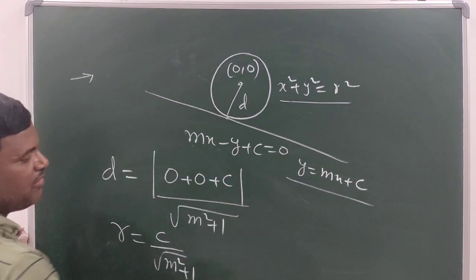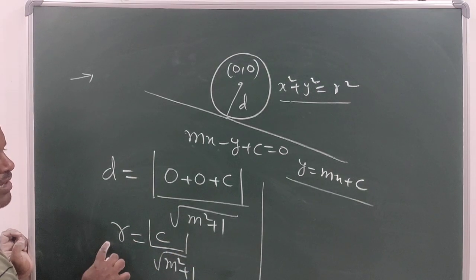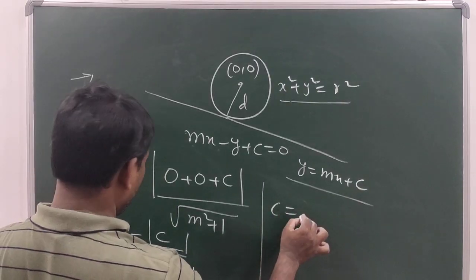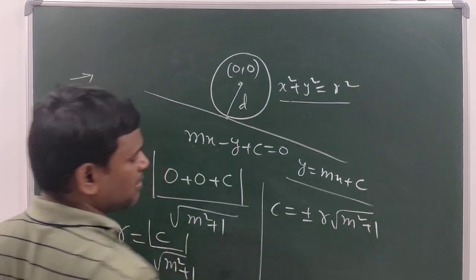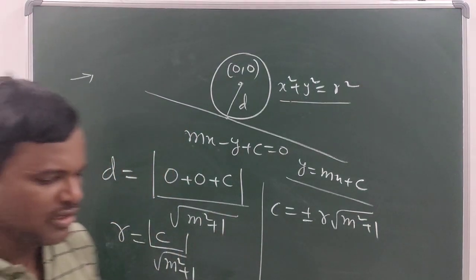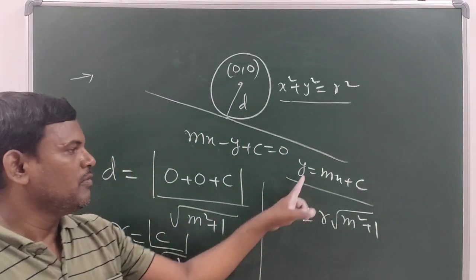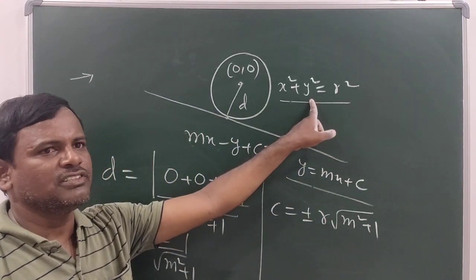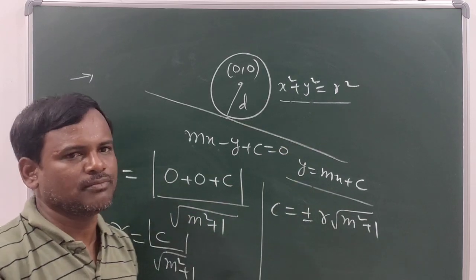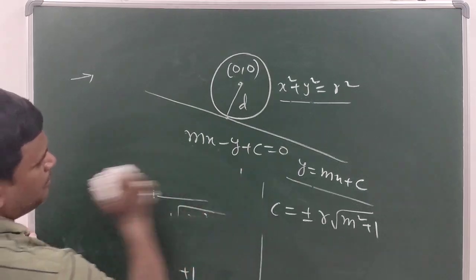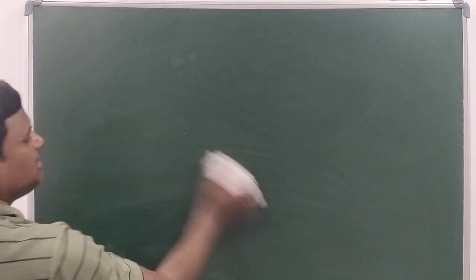Now when you take this to the left side, actually here mod is there. When you open the mod, you have to take plus or minus. Now c is equal to plus or minus r into root of m square plus 1. So this is the condition for this line to be a tangent of this circle. What is that? c is equal to plus or minus r into root m square plus 1. Now replace that c by this condition.